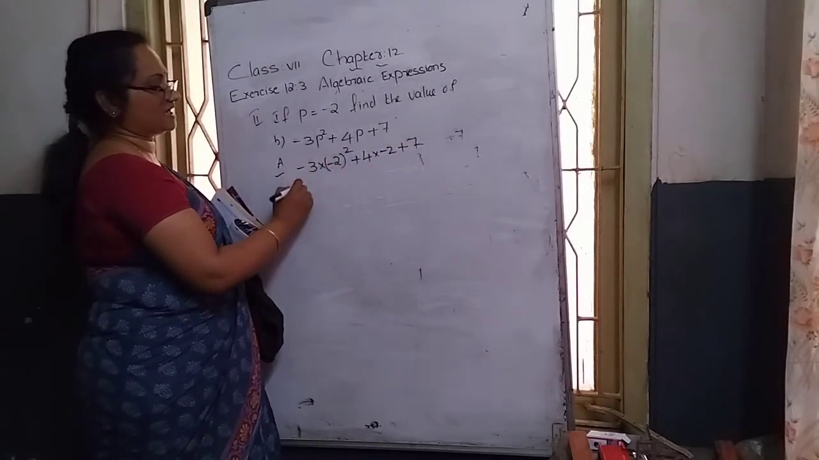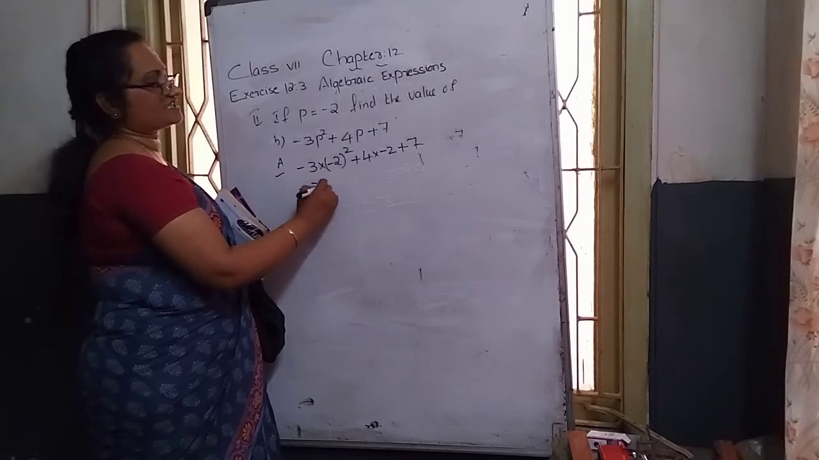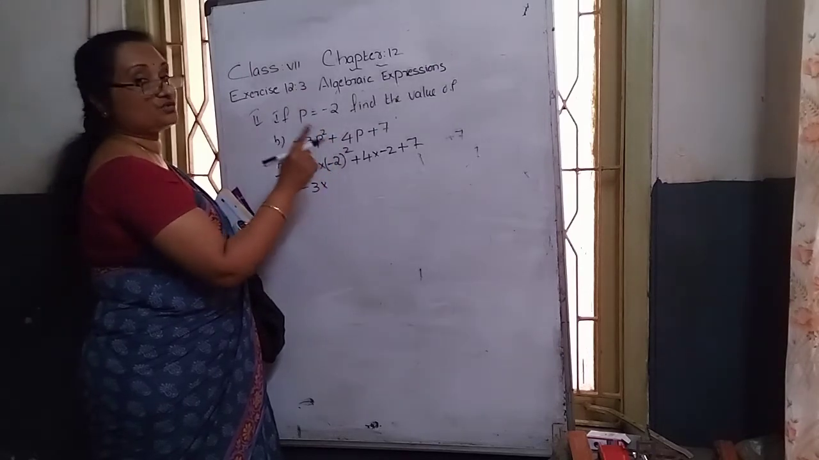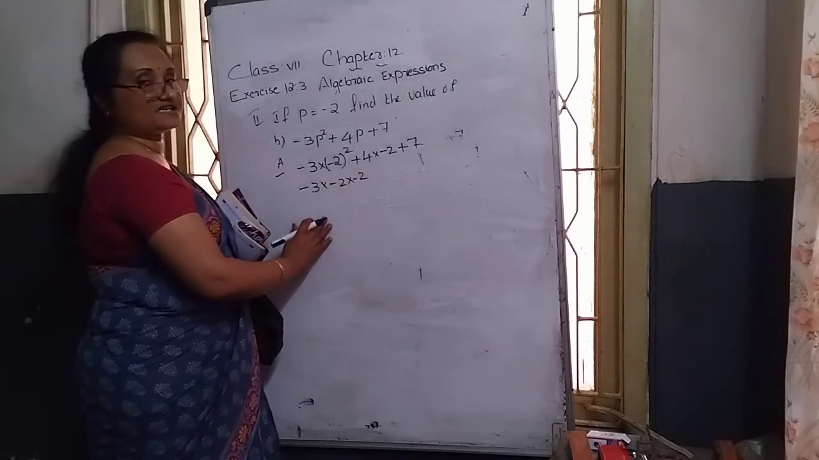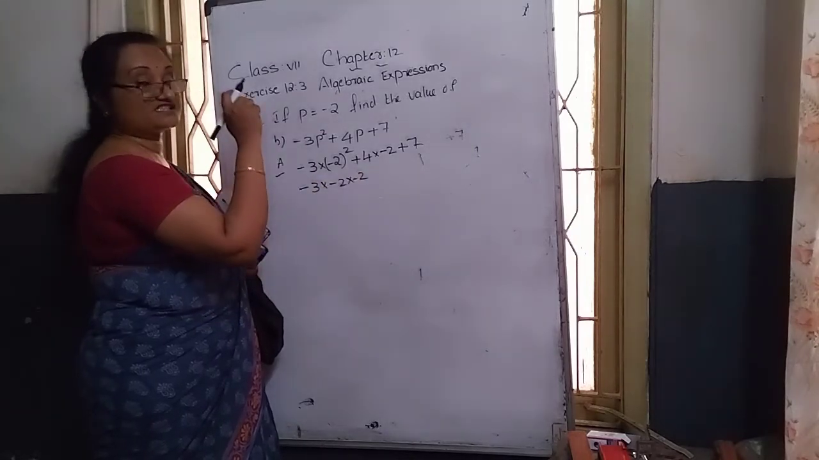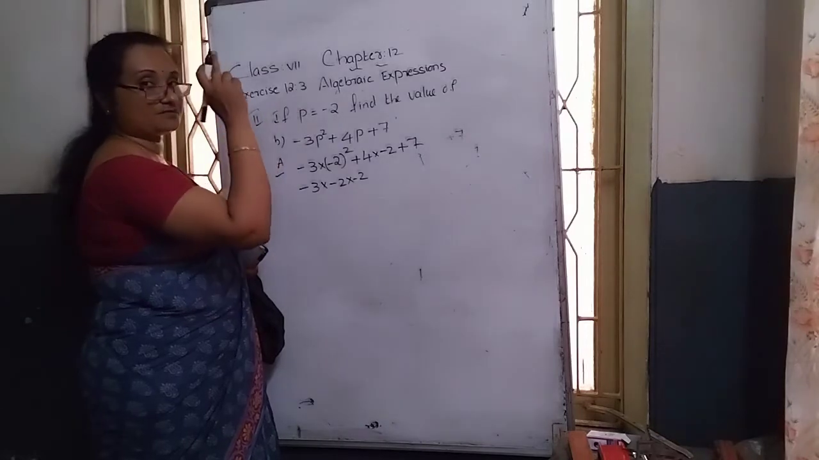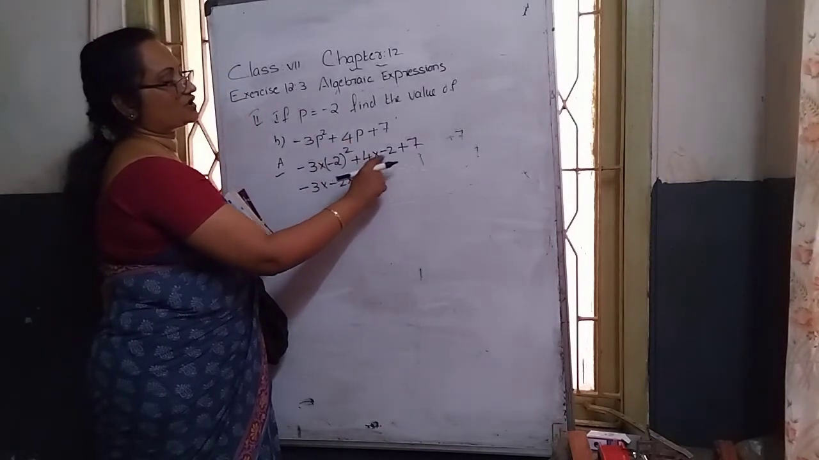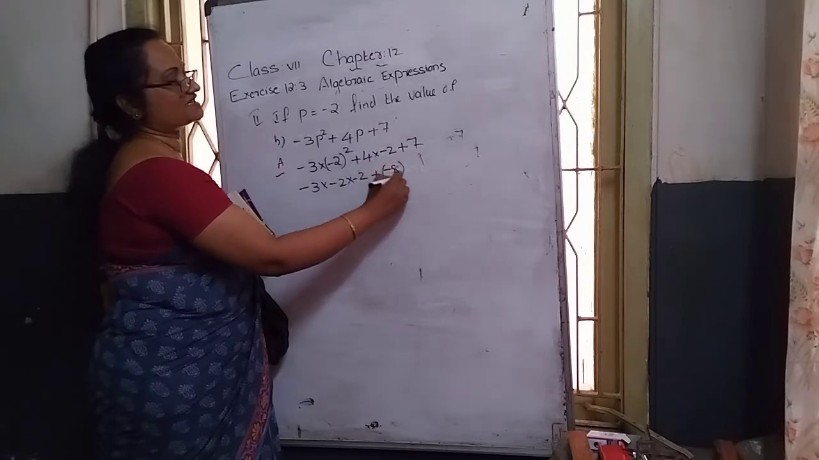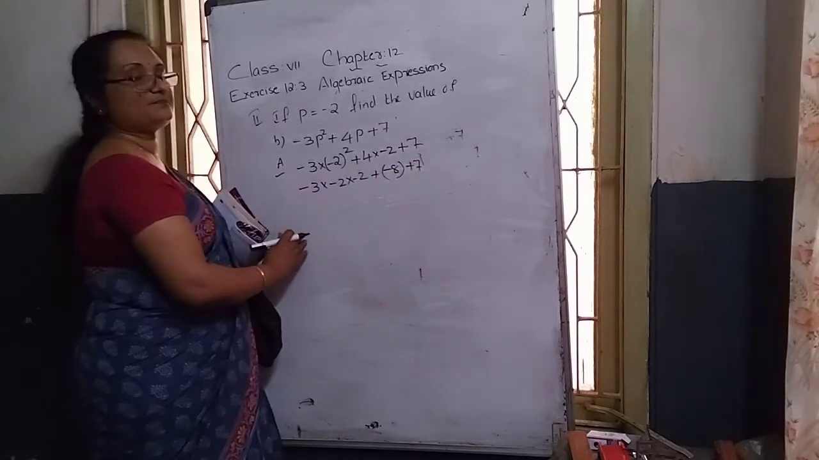Again, next step expansion. Minus 3 into minus 2, the whole square. Power is 2, what does that mean? Minus 2 is multiplied how many times? 2 times. So power 3 means 3 times, power 4 means 4 times, right? Yeah, 2 only. Then here calculate 4 into minus 2 becomes how much? Minus 8, plus the third term becomes plus 7.